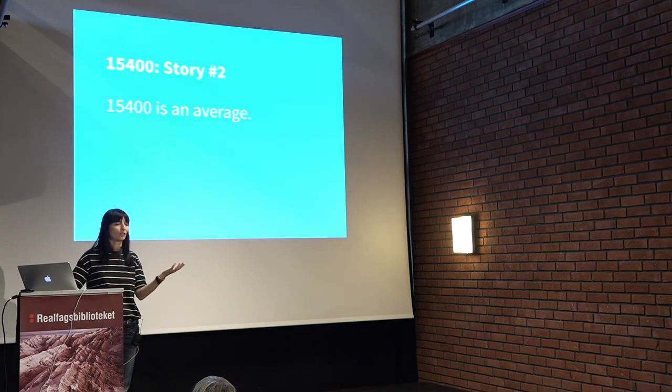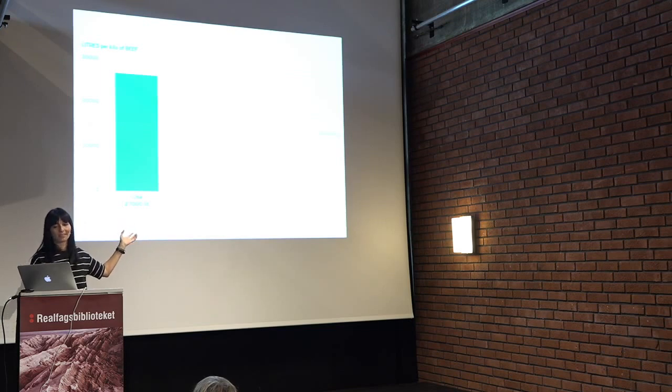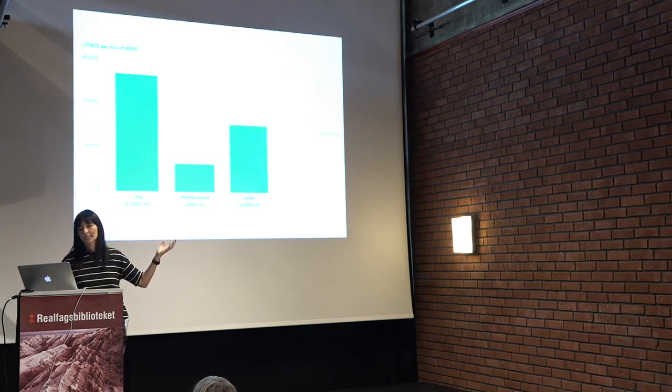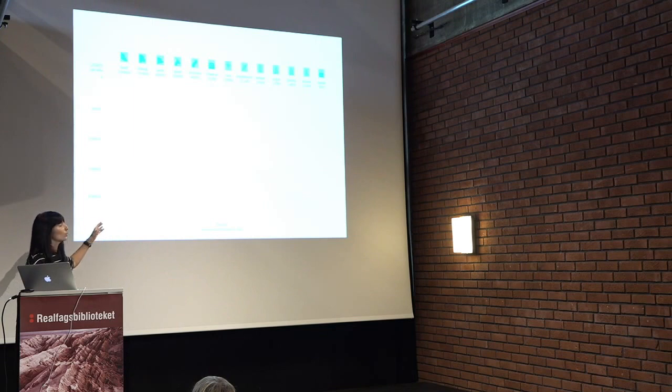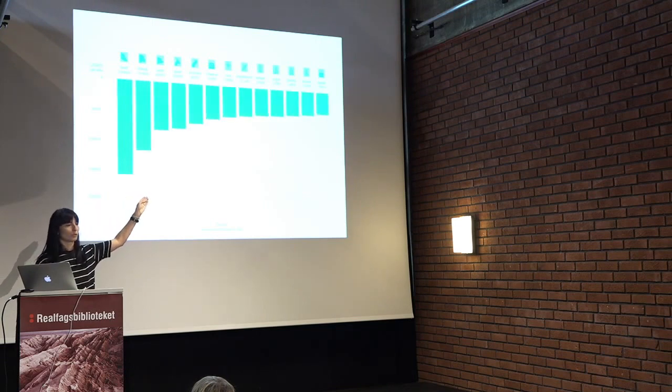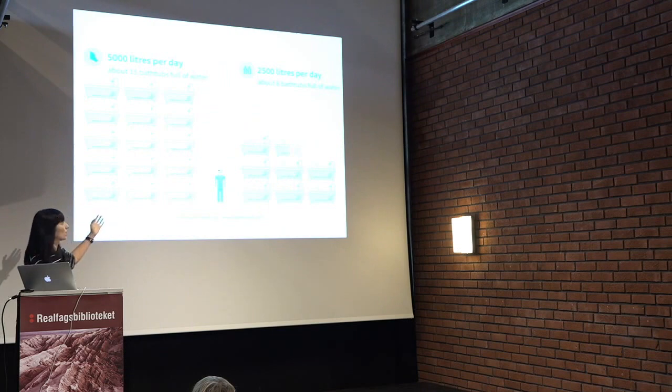Story number 2, 15,400 liters is an average. In fact, 1 kilo of meat produced in USA requires about 27,000 liters, 6,400 in the Netherlands, 16,000 in India, 19,000 in Brazil. Story number 3, on average, producing meat takes a lot of water, wherever it is produced. So producing meat takes, anyway, much more water than producing fruits and vegetables. Story number 4, the average daily water consumption of a meat-eating person is much higher than the average of a vegetarian. So you have 5,000 liters versus 2,500 liters.